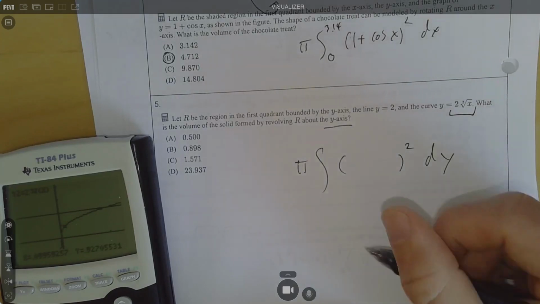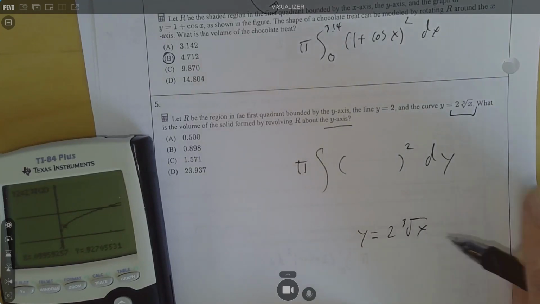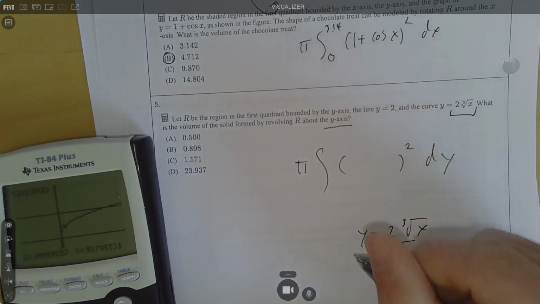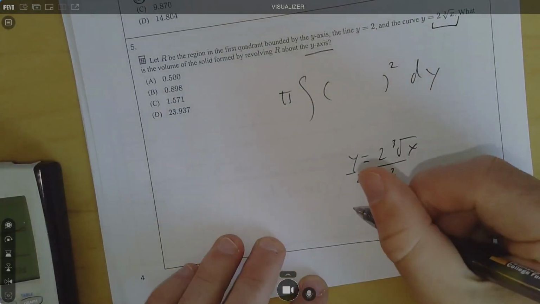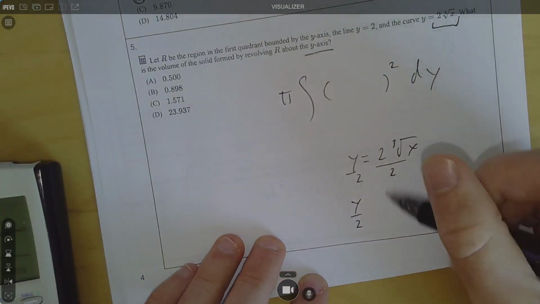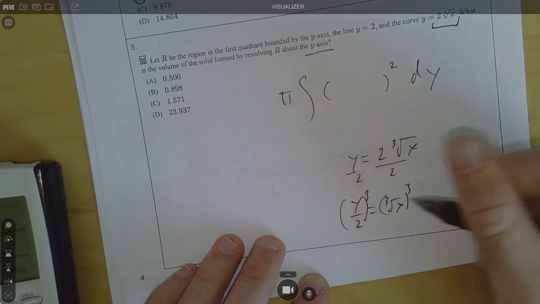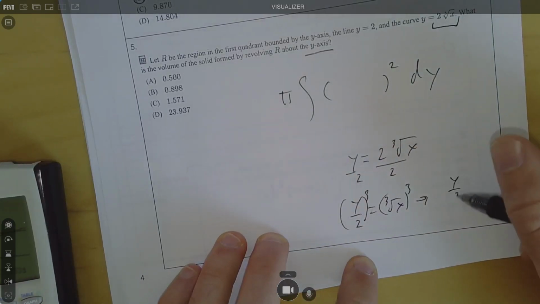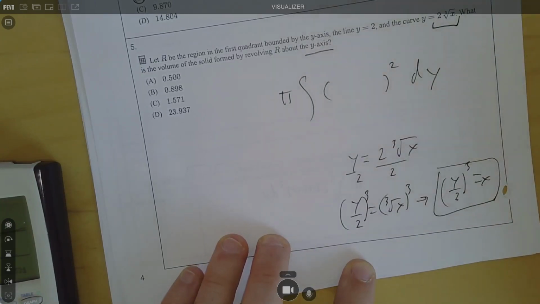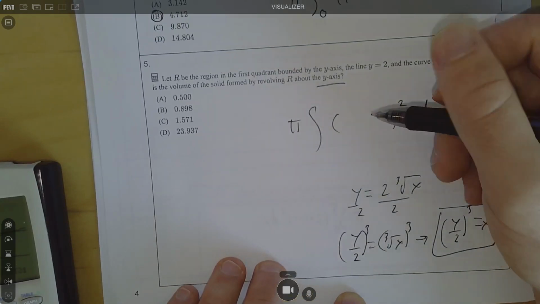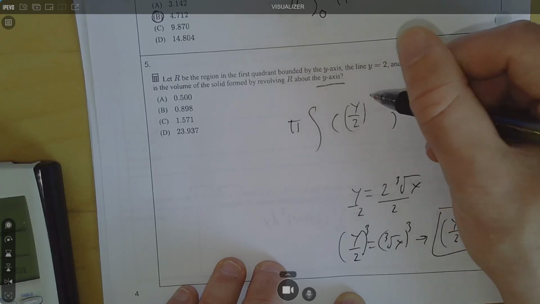So let's do that. So we're going to have y equals 2 cube root x. We would divide both sides by 2, and I would get y over 2 equals cube root x, and then you would raise both to the power of 3, so you'd get y over 2 to the third equals x. That is my function. So that is going to be what goes in here. Y over 2 to the third.